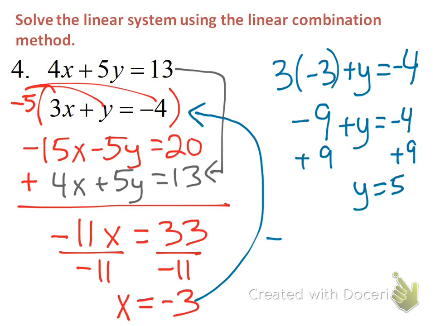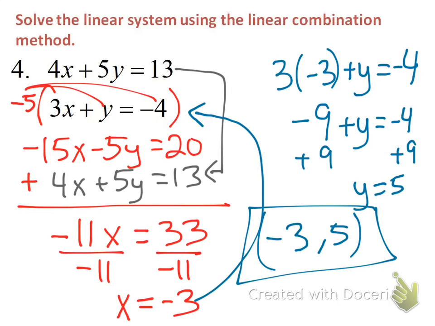But you know me, never quite satisfied. Let's check. If I plug it in here, I get negative 12 plus 25 equals 13. That one works. Down here I get negative 9 plus 5 equals negative 4. That works too. Any questions on this?